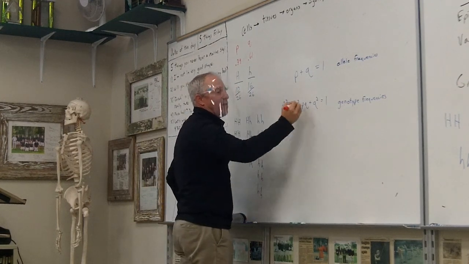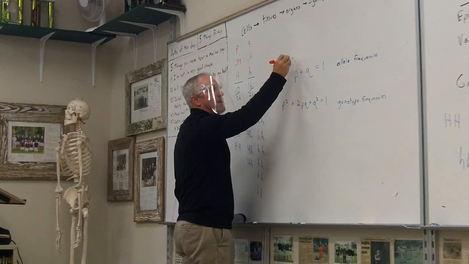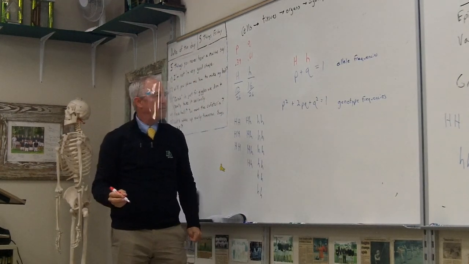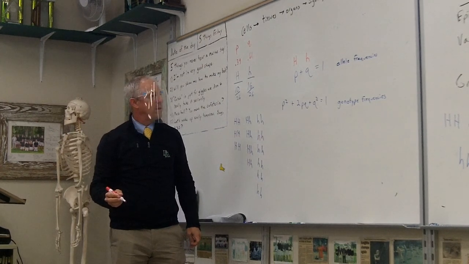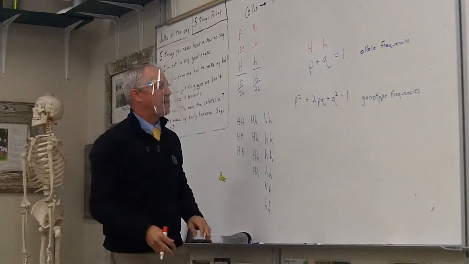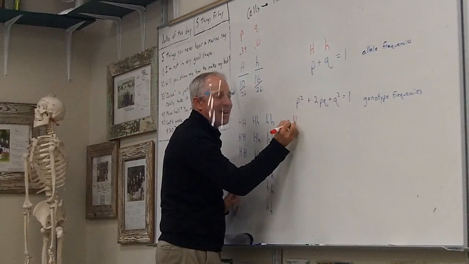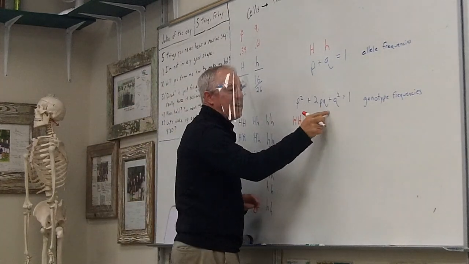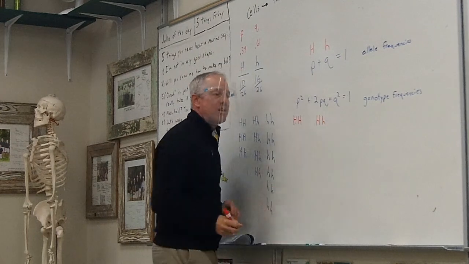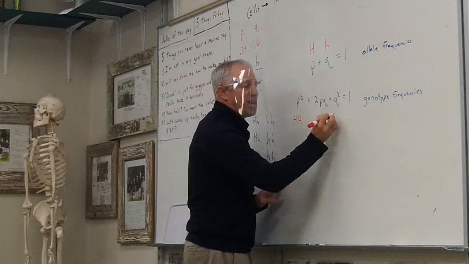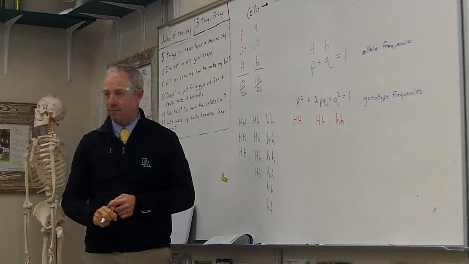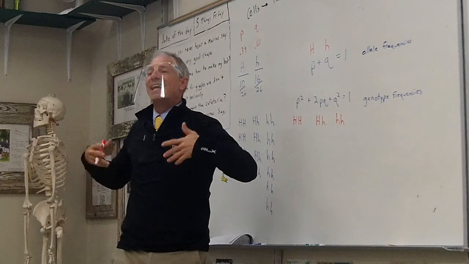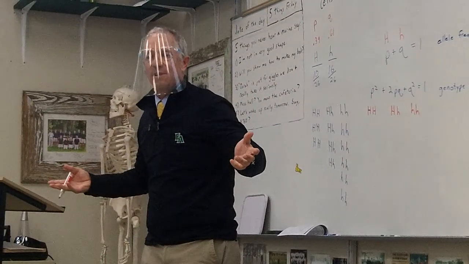So, let's see what that means. Why do we have this second equation? Well, again, P is the frequency of the dominant allele. Q is the frequency of the recessive allele. P squared is the chance of getting two dominant alleles, big H, big H. 2PQ is the chances of getting a big H and a little h. And Q squared is the chances of getting two little h's. You use these equations for determining an estimate of what you'll have in a large population.